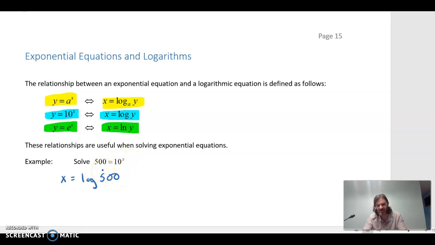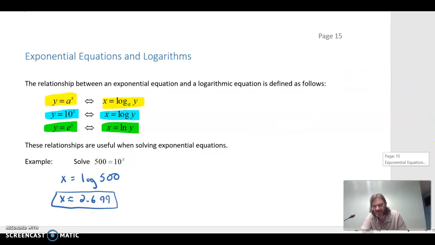Now that doesn't mean a lot to us, so if we pick up a calculator, I'm going to round this to 3 decimals. x equals 2.699, and I should be able to plug that in up here for x and make the equation balance.